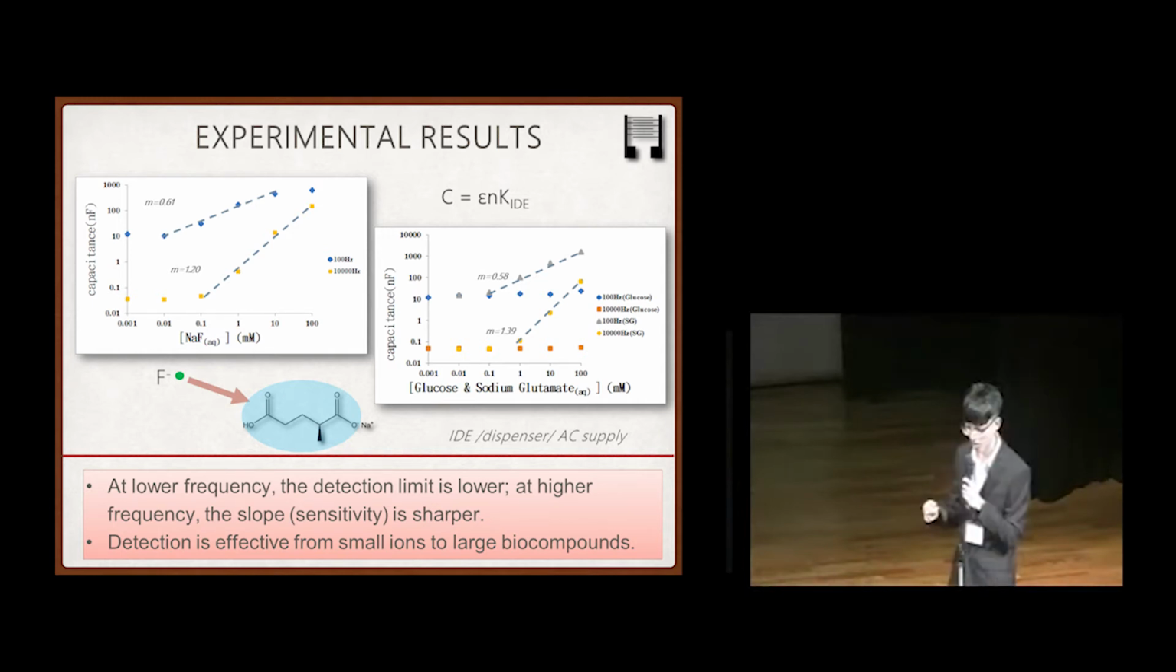And for the big biomolecule, we choose the sodium glutamate, which is a food additive. So as we can see in this part, at lower frequency, the detection limit is lower. And at higher frequency, the slope is sharper. And we also know that the detection limit is effective from the small ion to the big biocompounds.